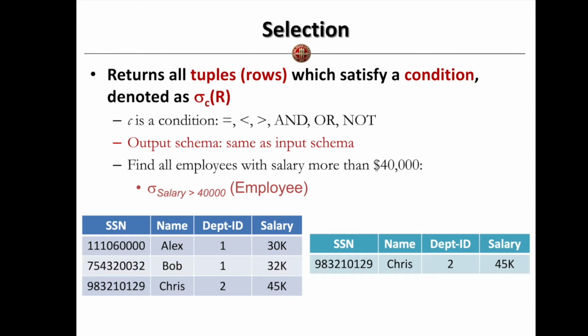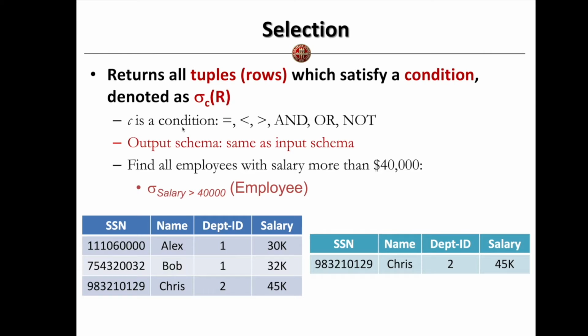And we can represent the selection. It can be formally denoted as a sigma with subscript C. The C denotes the condition. It's a subscript. And then we have a parenthesis. We have R. R denotes a relation. So it is sigma condition on some relation, right?